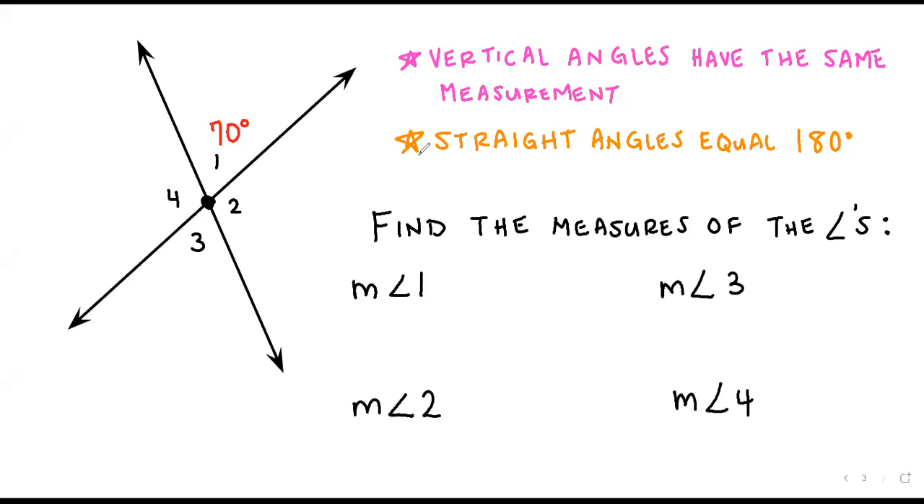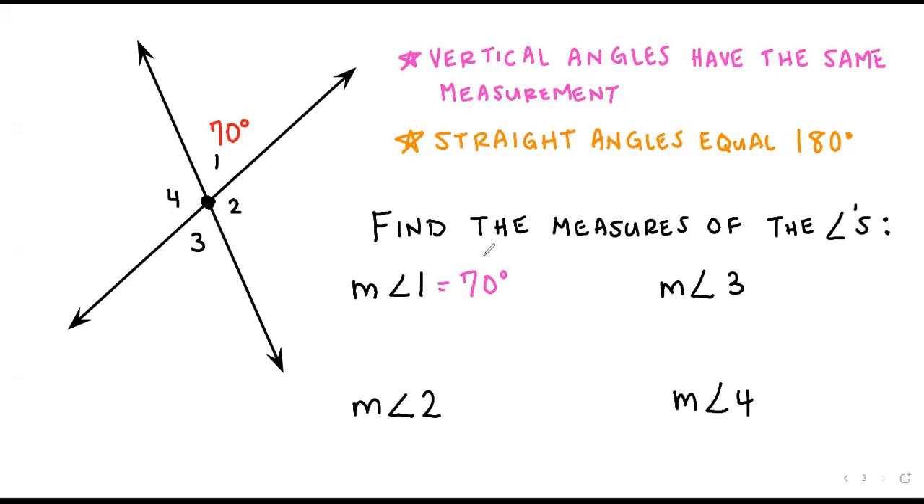Okay, so right here we have a set of 4 angles. I have given you that angle 1 is 70 degrees. So using that angle measurement, we're going to be able to find the measurement of angle 2, angle 3, and angle 4. Like I said already, we already know that angle 1 is 70 degrees because that information was given to us.